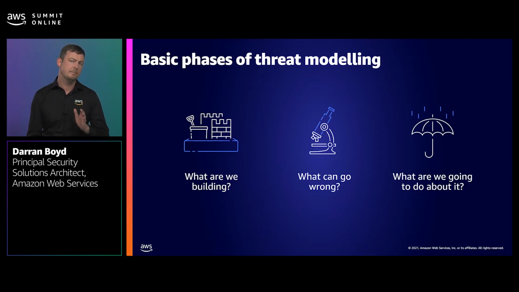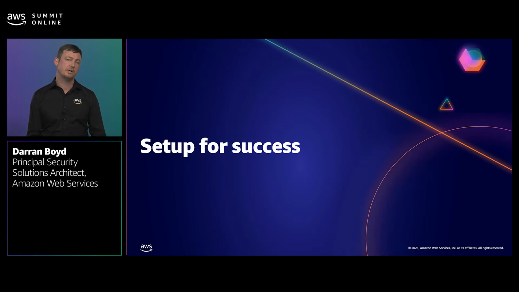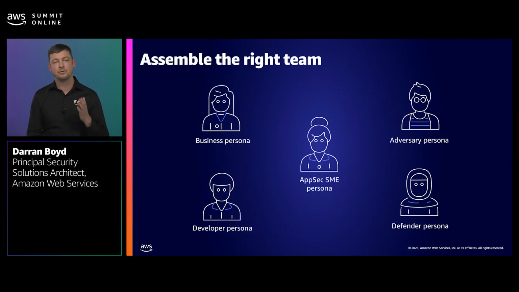But before we embark on asking these questions, you really do want to set yourself up for success. What I'll be sharing with you now are some observations that I've witnessed where organizations have been successful in adopting threat modeling at scale and what they've done to make that possible. First is assembling the right team. Threat modeling is a team sport. It requires a number of diverse perspectives and experiences to get a balanced outcome.